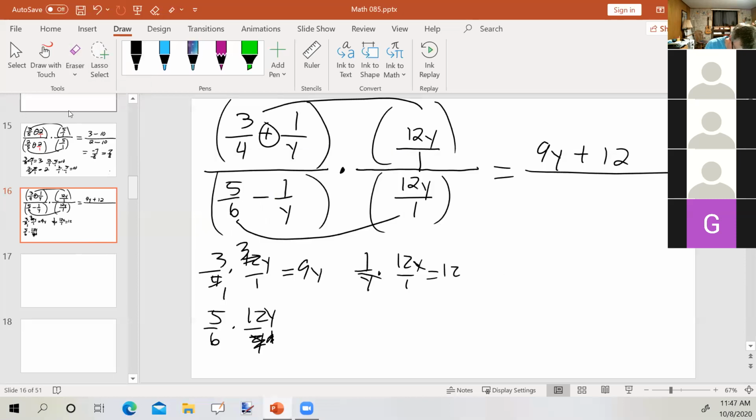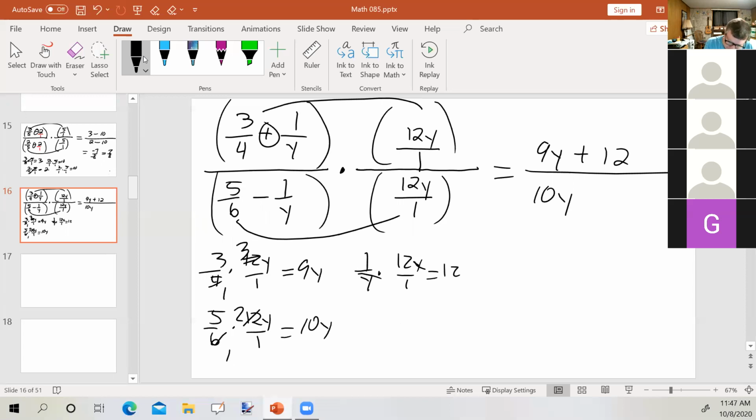Come on, eraser. My eraser just never wants to work.